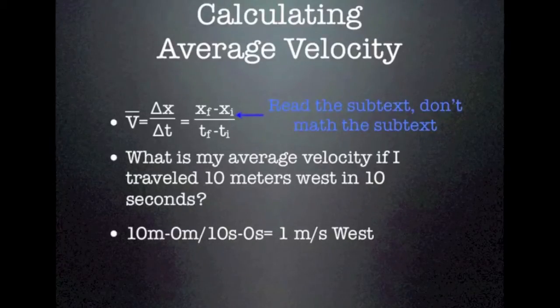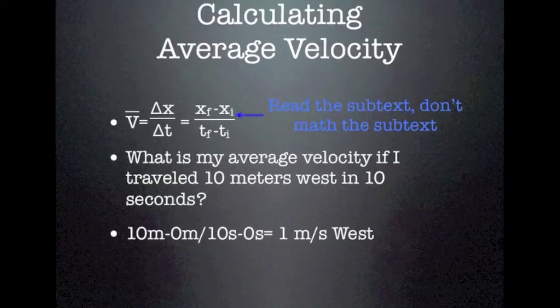So if you look at those little letters that I was saying, final position, initial position, that's what those little subtext letters are. Just read them. They clarify what they're talking about in physics, because sometimes we have so many terms that we're not sure what we're talking about. So always read the subtext, but don't math the subtext. That doesn't mean anything. You're not supposed to put a letter in for it. It just tells you which position you're talking about.